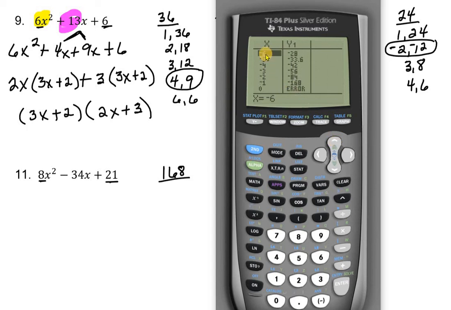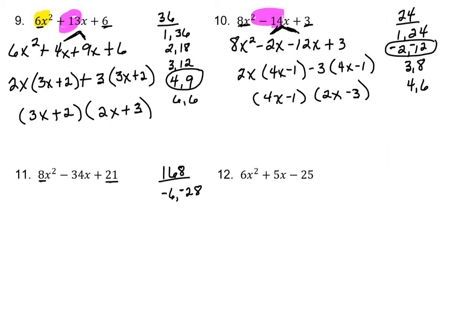And here you can see I have negative 6 and negative 28. Those are the two numbers that I want. They're going to add to give me negative 34. Okay, so I'm going to rewrite this middle term as negative 6x minus 28x.